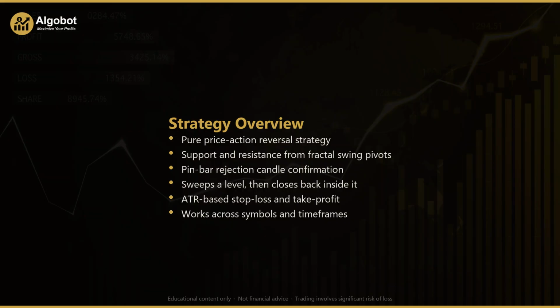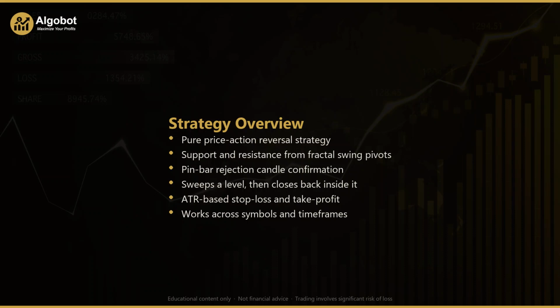The first block is structure. The expert advisor scans recent candles for fractal swing pivots. A swing high is a candle whose high stands strictly above the highs of the bars on either side of it, and a swing low is the mirror image. The most recent confirmed swing high becomes the active resistance, and the most recent confirmed swing low becomes the active support. These are the decision levels the strategy watches.